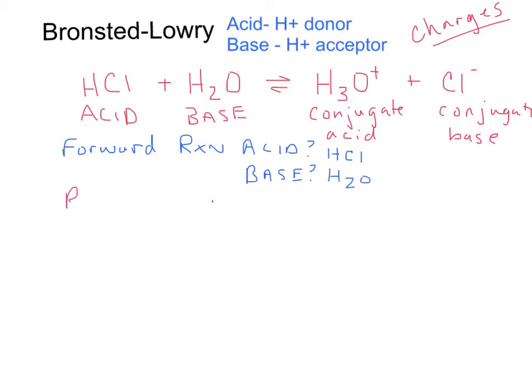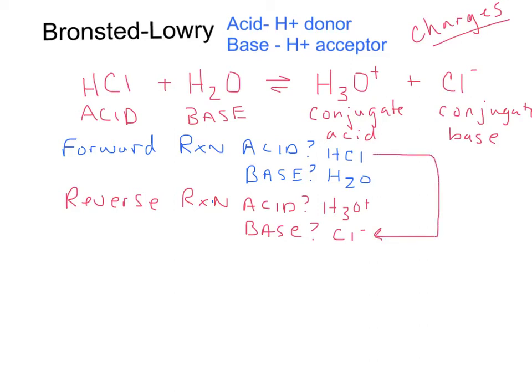So they could also ask for the reverse reaction. If I did the reverse reaction, then I would have the acid, which would be H3O plus, and the base, which would be the Cl minus. Okay? So pretty straightforward. Now, as we look at this, HCl and Cl, these two right here, are known as conjugate pairs. And also the water and the H3O are also known as conjugate pairs. One side they're the acid, the other side they're the base.